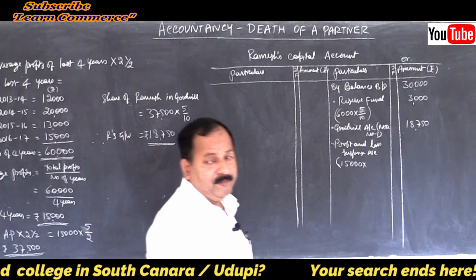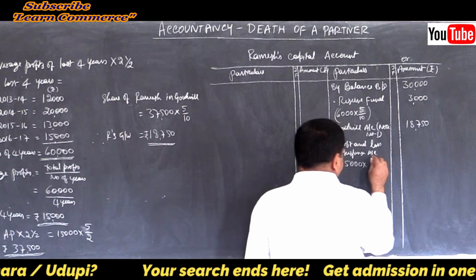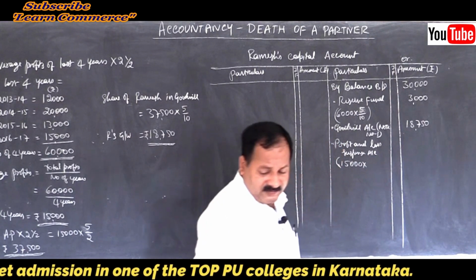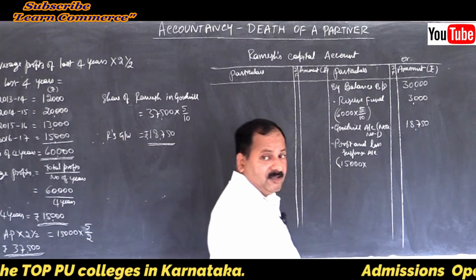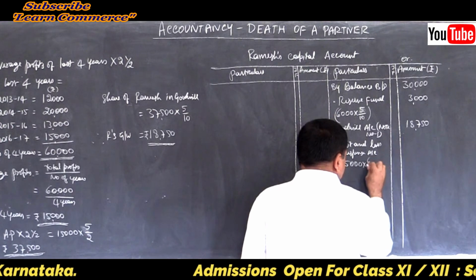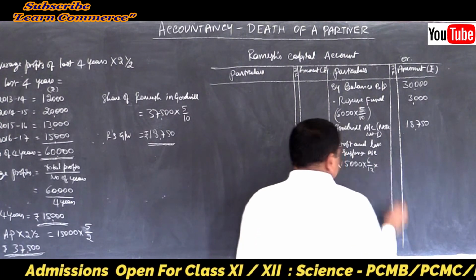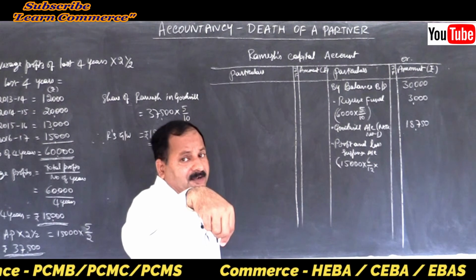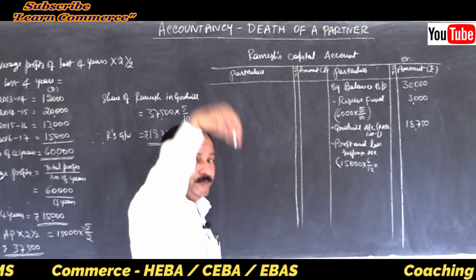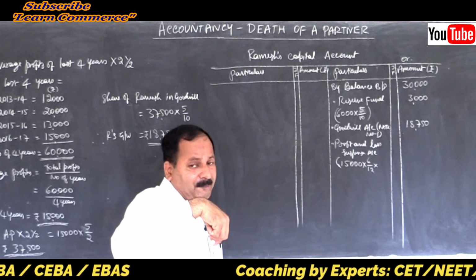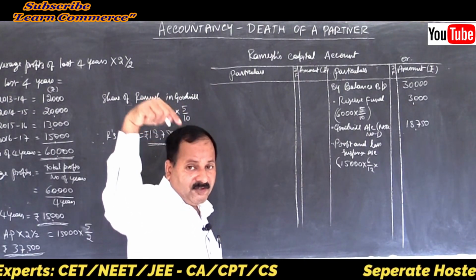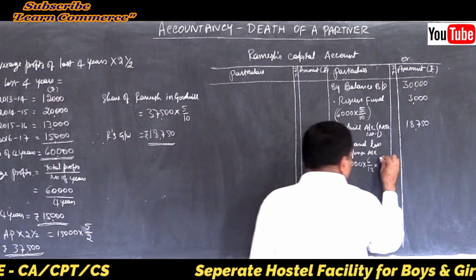This is the profit, 15,000, into... we have to calculate till the date of death, when he expired on 30th September. April to September, 6 months, so 6 by 12. This is the profit of the firm till the date of death of the partner. Now we have to provide his share, Ramesh's share, into 5 by 10.